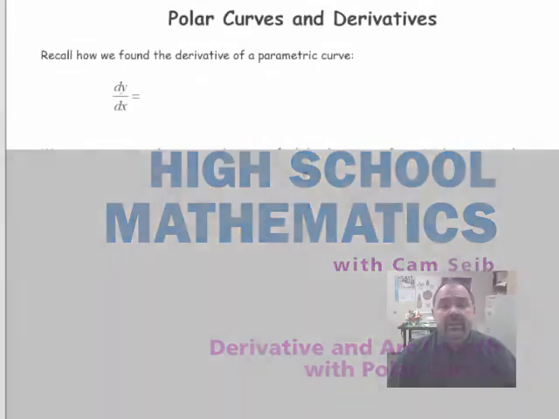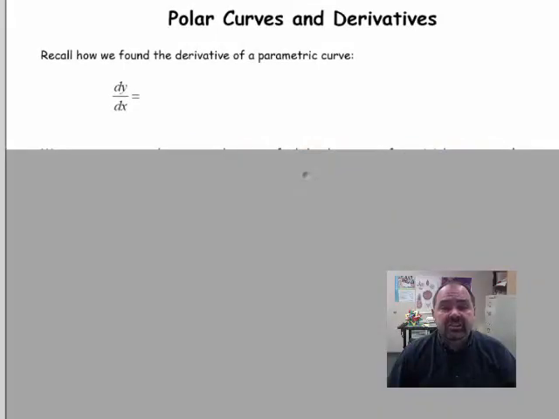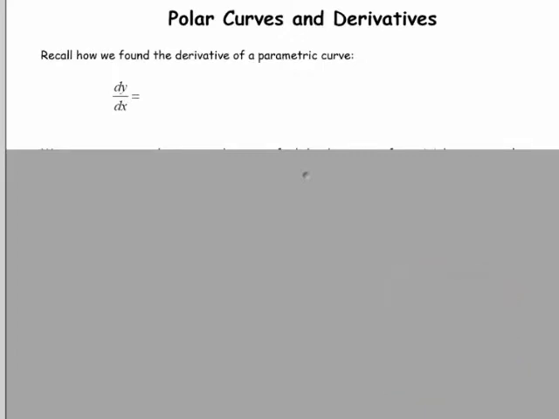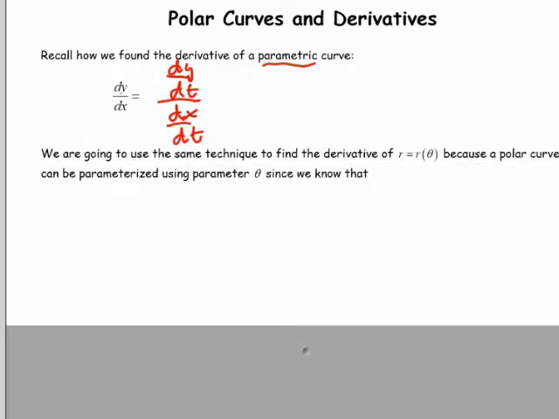Now that we know a little bit about polar coordinates and equations, let's talk about how to find the derivative when we're dealing with an equation in polar form. Remember that when we dealt with parametric curves, we were able to get our derivative dy/dx by taking dy/dt and dividing by dx/dt, where t was our parameter. Well, when we're dealing with polar coordinates, it's the same idea. It's just that it's theta that's our parameter.